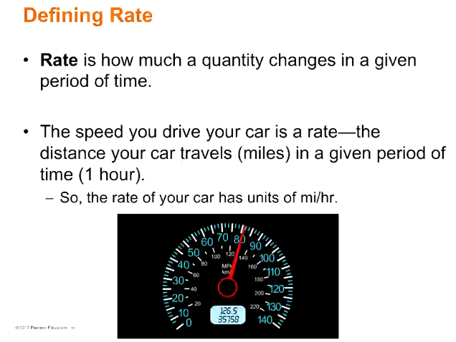All right, so let's define rate in a little more detail. Rate is how much a quantity changes in a given period of time. For instance, the speed you drive your car is a rate. It's the distance your car travels, typically in miles, in a given period of time, which is 1 hour. So we record the rate at which our car goes in miles per hour. In other countries, they use kilometers per hour.